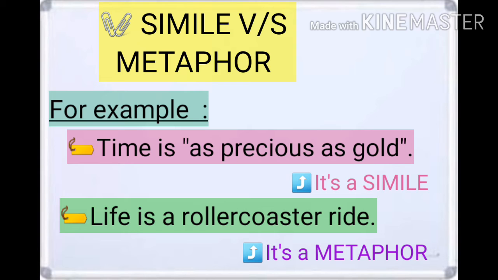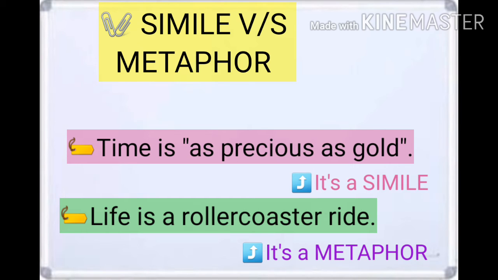The next example, life is a roller coaster ride. Here, life is called something different, a roller coaster ride. So this metaphor refers to the fact that as in a roller coaster, you have crests and troughs, ups and downs, the acceleration and the smooth falling moments. The same is life. In life also, you encounter joys and sorrows, successes and failures. So in this way, the two unlike things are in a way similar. They have a particular thing in common.